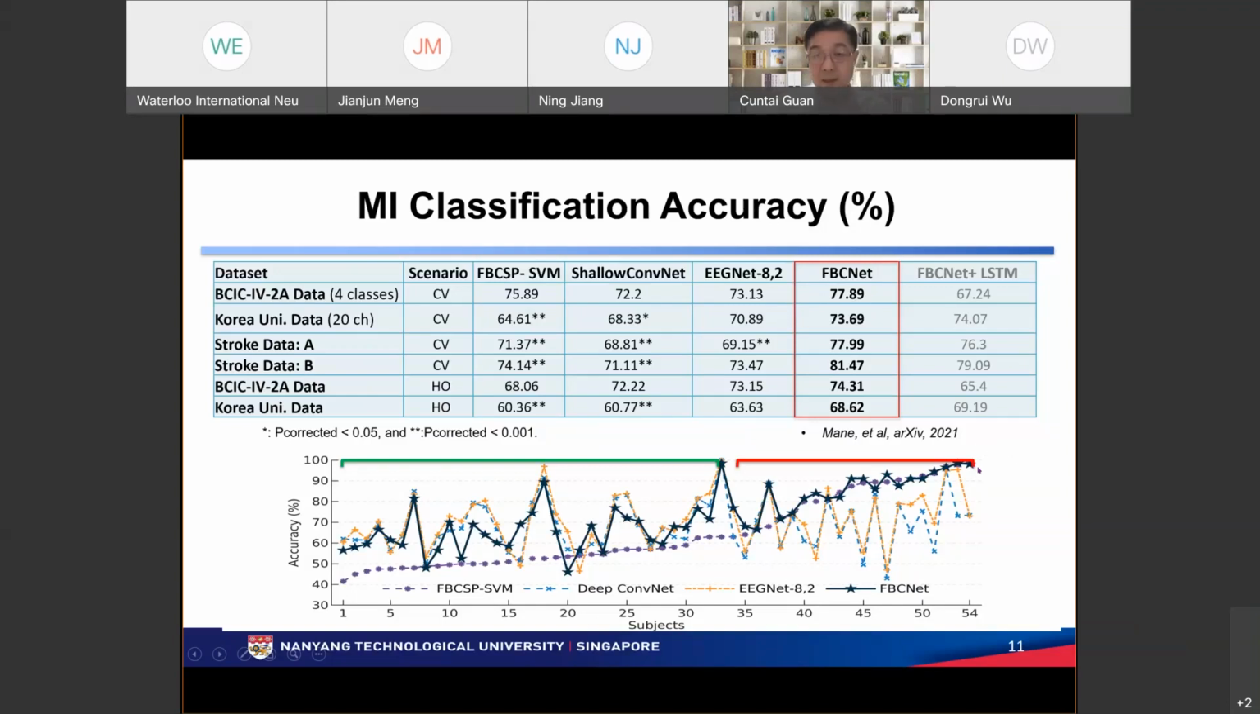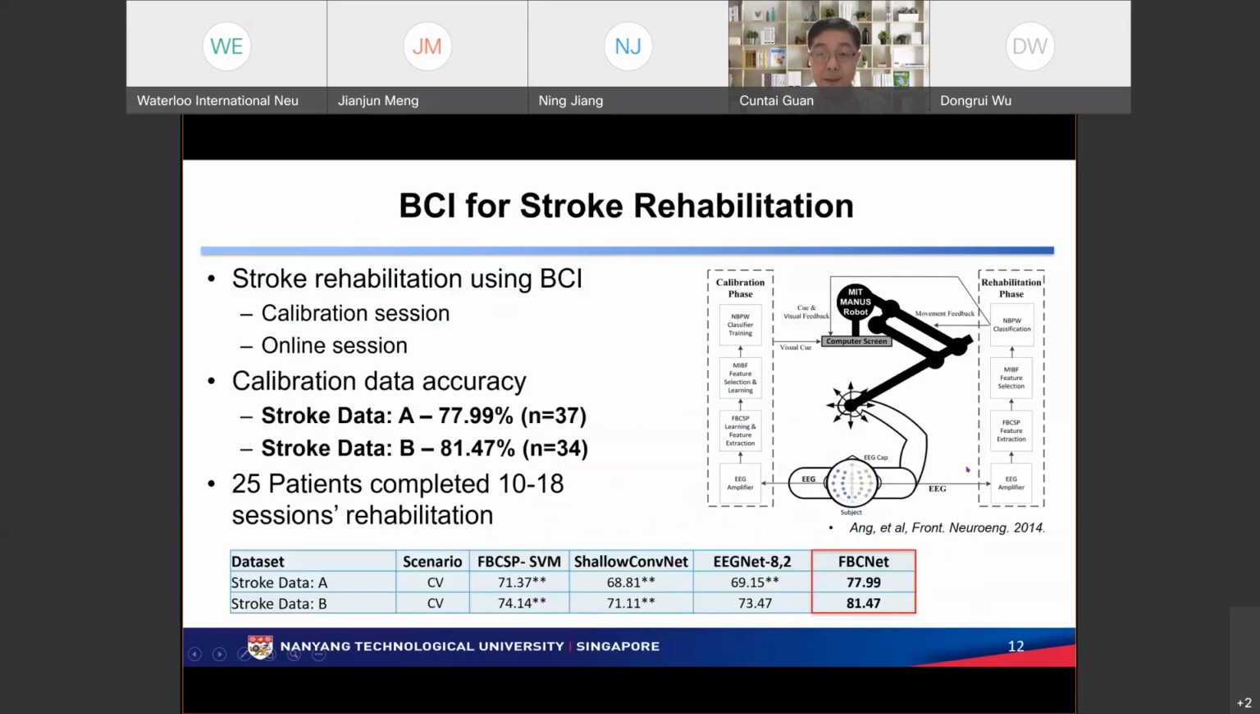So this is the deep learning part. Then we look at the actual stroke data. If we use such a deep learning model, what can we learn from the data?